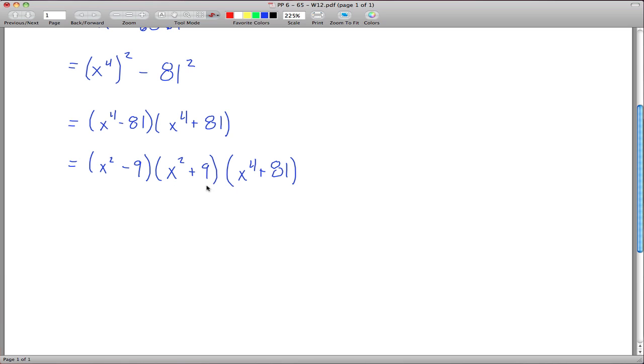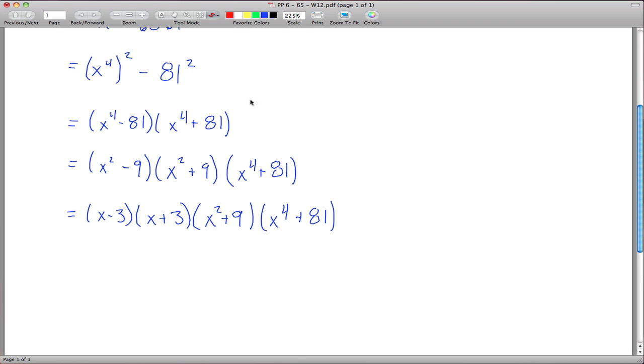And now what I have is this one and this one. There's nothing further I can do. But here I have one more difference of squares. X squared minus 9 is x minus 3 times x plus 3. And then I still have this x squared plus 9. And then finally over here, x to the 4th plus 81.